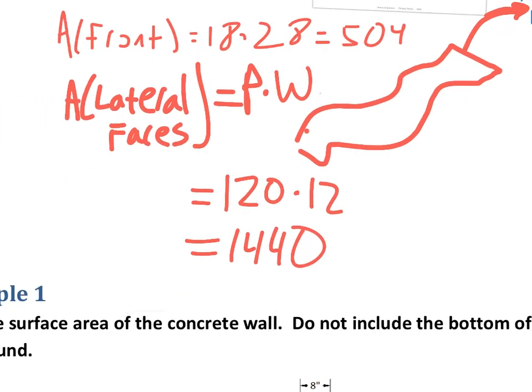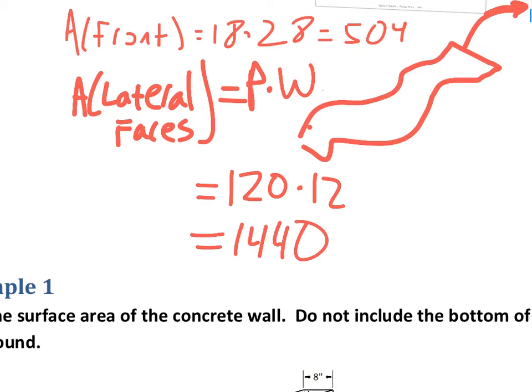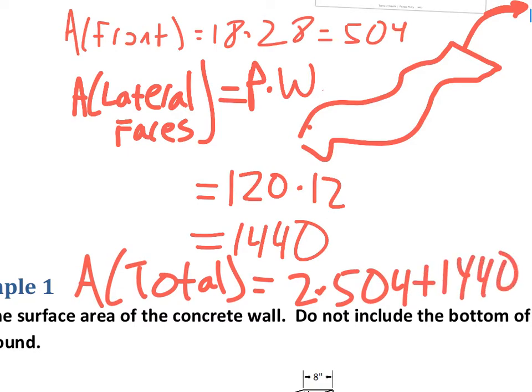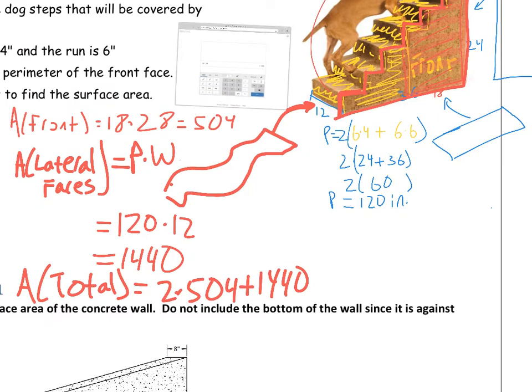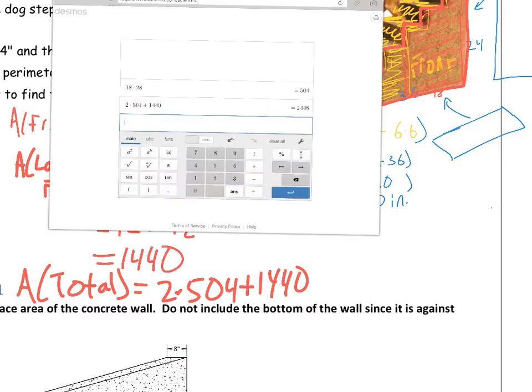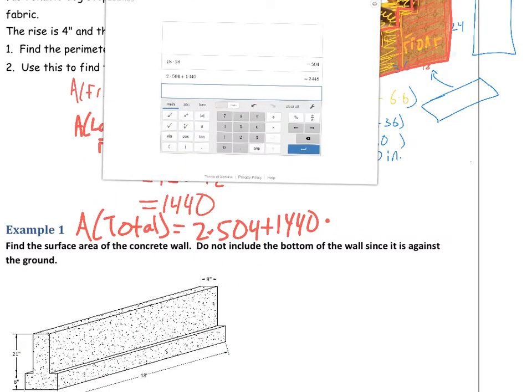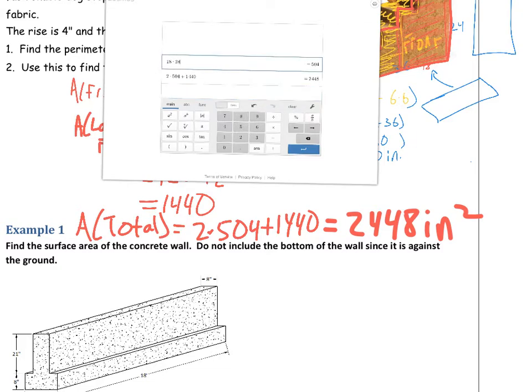So what is our total area? Our total area, that is the surface area. Well, we have the front and the back, so that's 2 times 504 plus 1440. Our calculator will give us 2448, and that's area. Area is in square units, so we have square inches in this case.